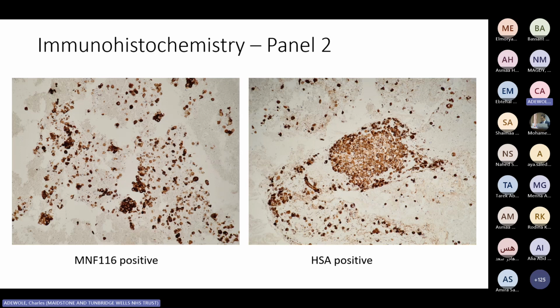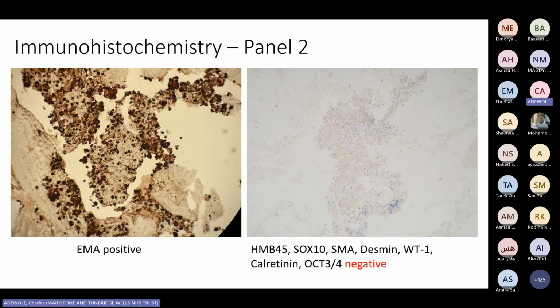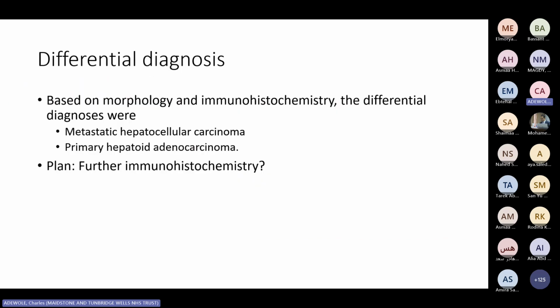A pancytokeratin came back positive. We had hepatocyte-specific antigen also come back positive, and this was done just because these cells morphologically looked like hepatocytes. We had positivity for EMA, and the other immunohistochemistry done in this panel, including HMB45, SOX10, SMA, desmin, WT1, calretinin, and OCT3/4 all came back negative. So we had some answers here at least. We were able to say yes, with hepatocyte-specific antigen coming back positive, it might be something hepatic related, but we couldn't confidently say that's the answer.